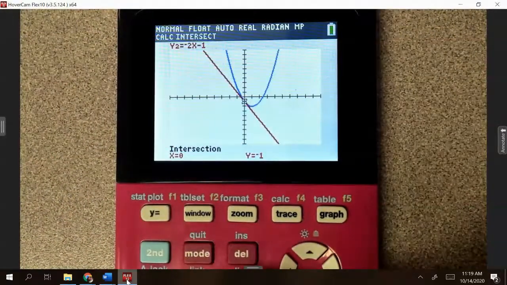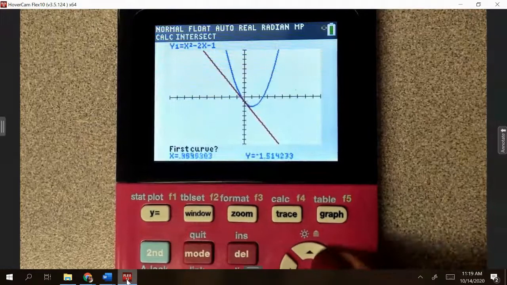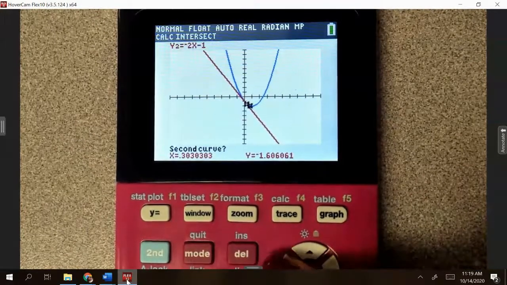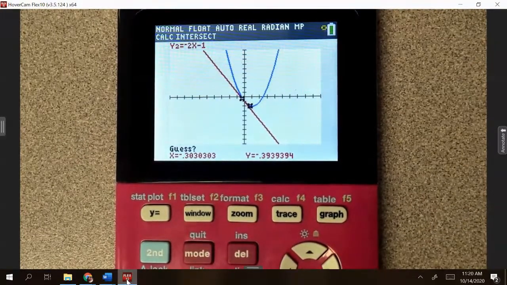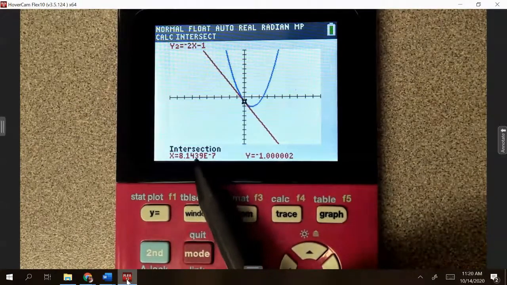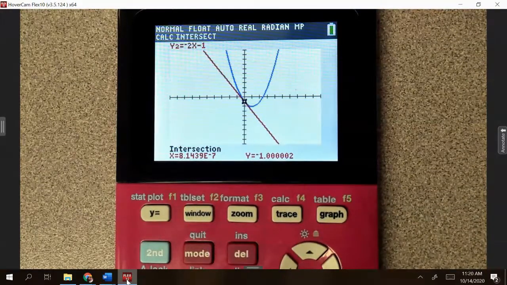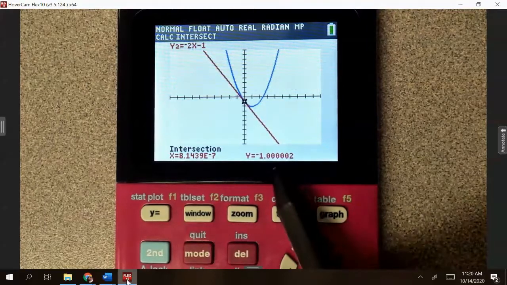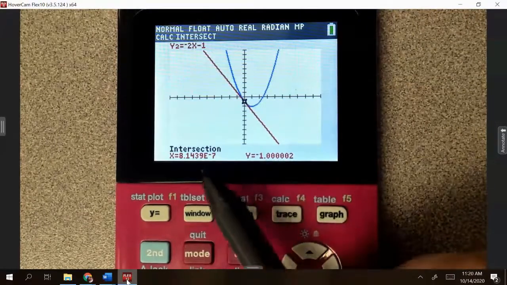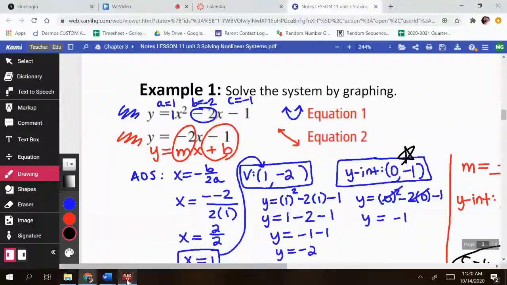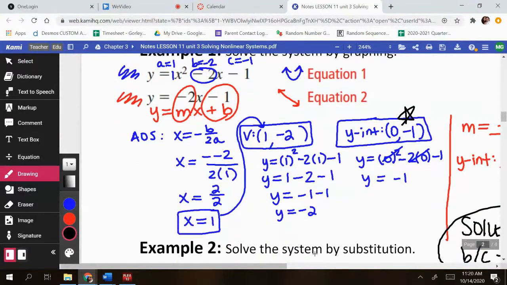Sometimes if you're not right on top of the intersection and you go to try to calculate the intersection, like if I'm over here slightly and I'm not right on the intersection, sometimes you'll get something weird like this. Like, what the heck does this mean? 8.14e negative 7, negative 1.00002. Well, this is obviously really close to negative 1, but what does that mean? Let's just talk about that really quick.